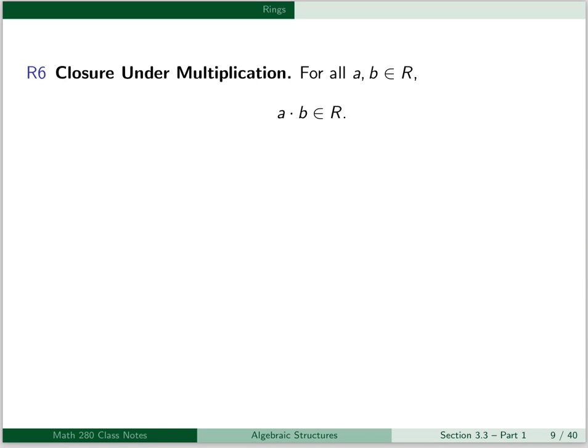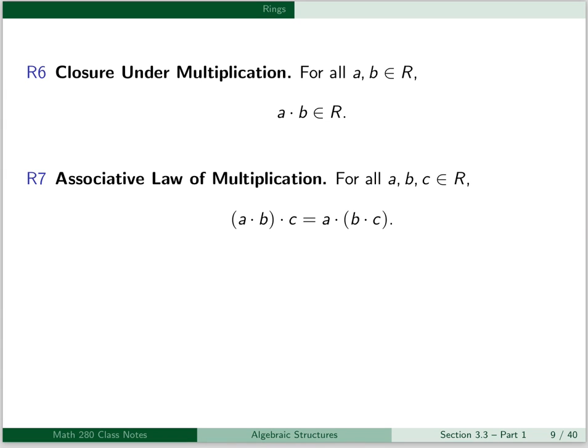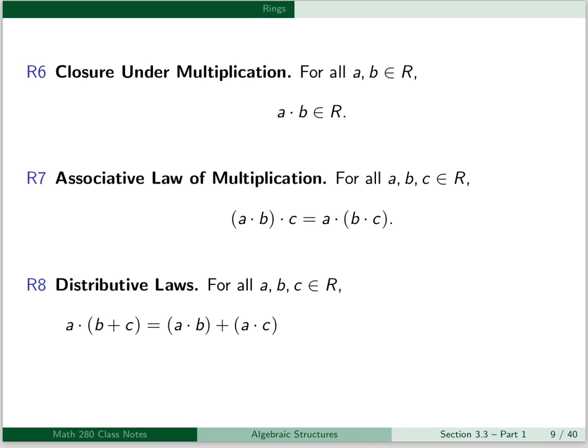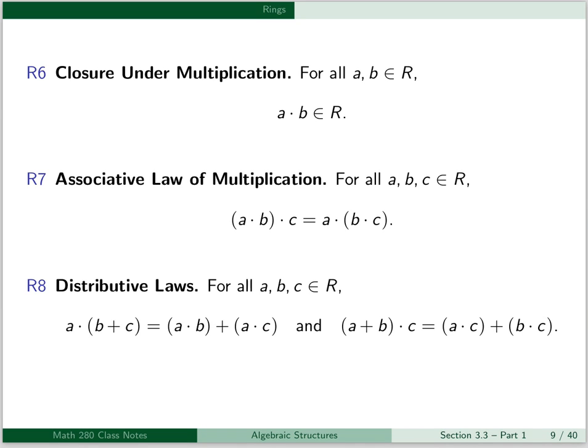R6 is closure under multiplication. For all a, b in R, a times b is in R. R7 is the associative law of multiplication. For all a, b, c in R, the quantity a times b times c is equal to a times the quantity b times c. And R8 are the two distributive laws. For all a, b, c in R, a times the sum b plus c is equal to a times b plus a times c. And the second is the sum a plus b times c is equal to a times c plus b times c.